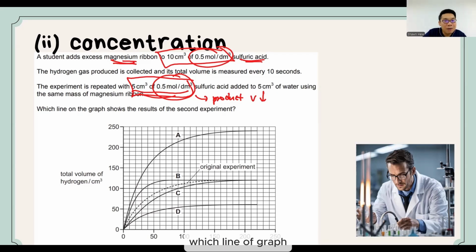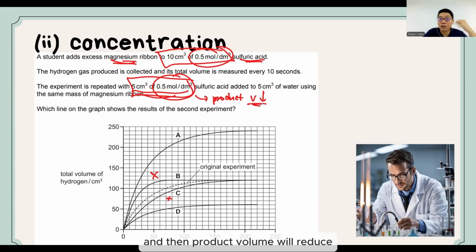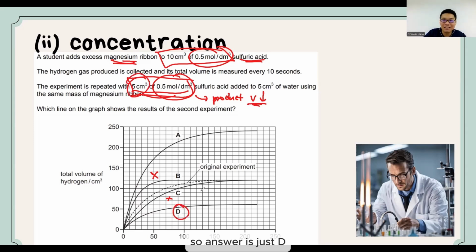Which line of the graph shows the result of the second experiment? So the original experiment is like this. The rate of reaction would be the same, so it won't be faster, won't be slower. And then the product volume will reduce because we have less reactant. So the answer is just D.